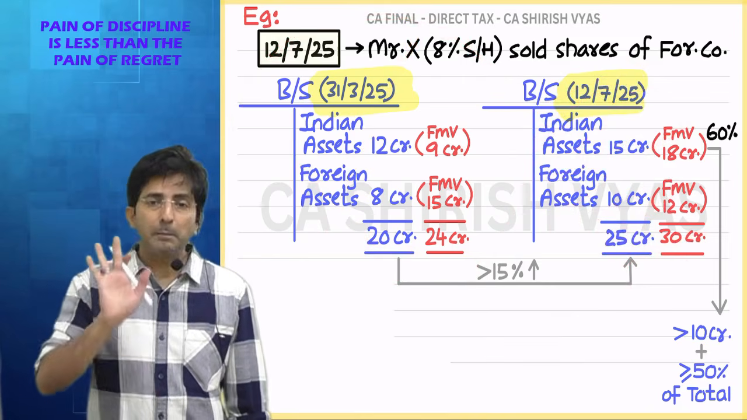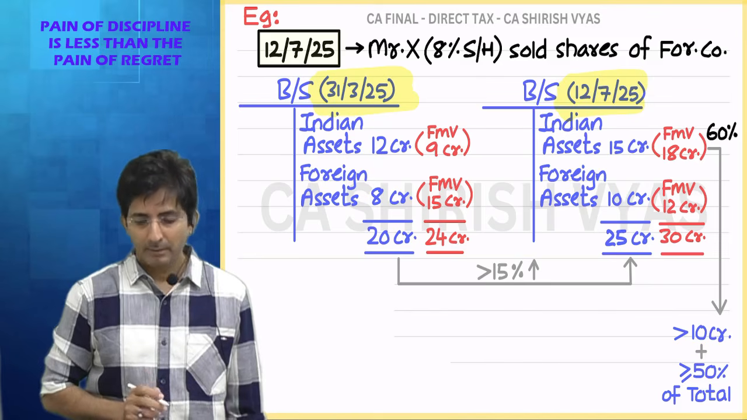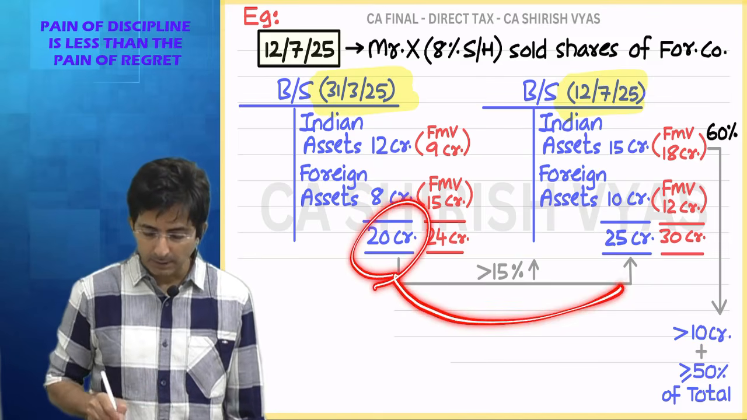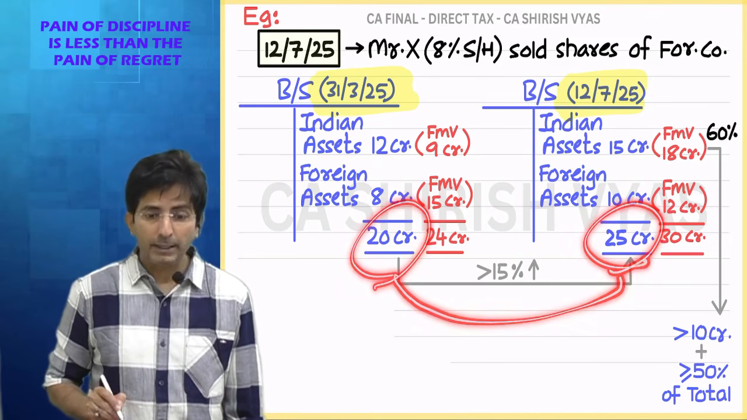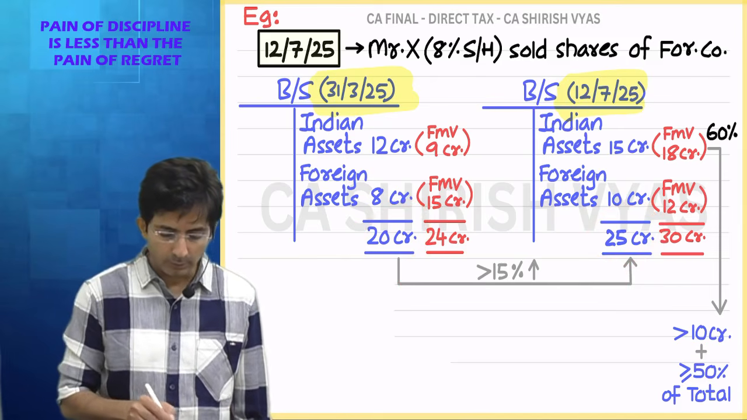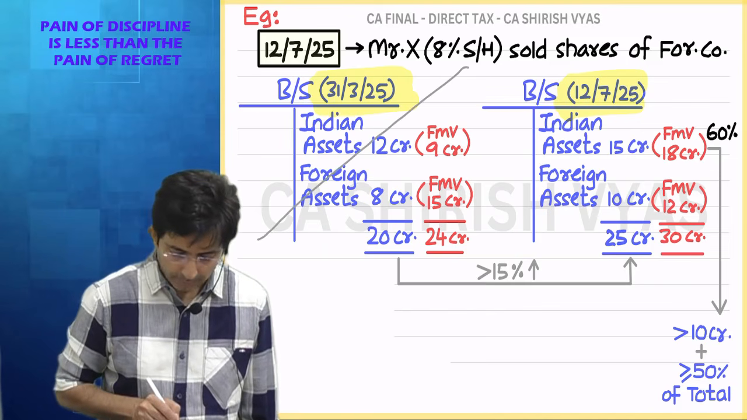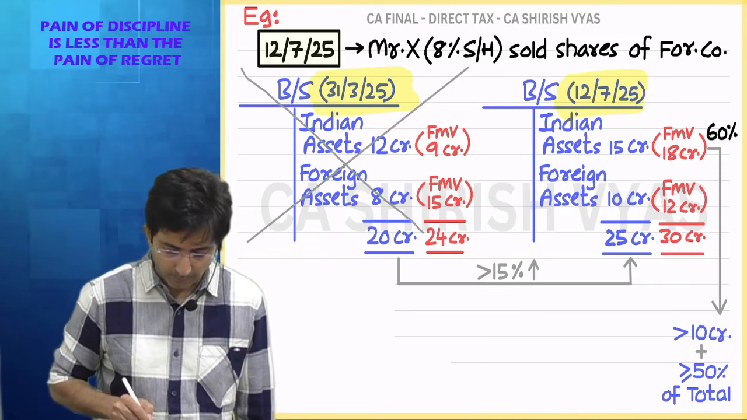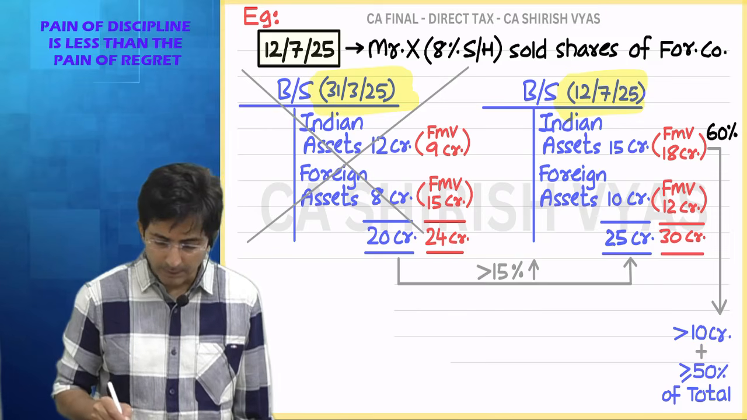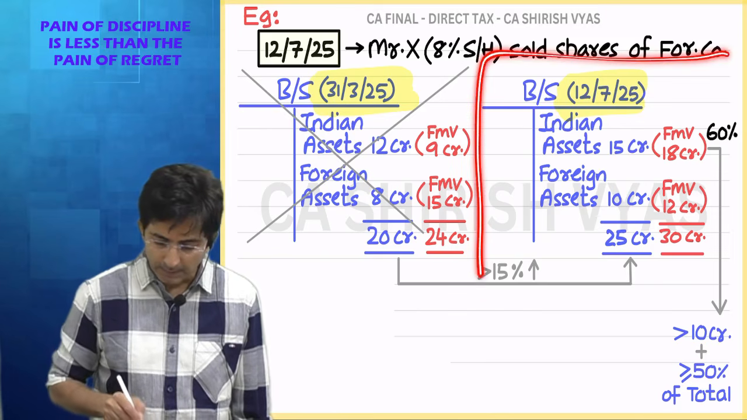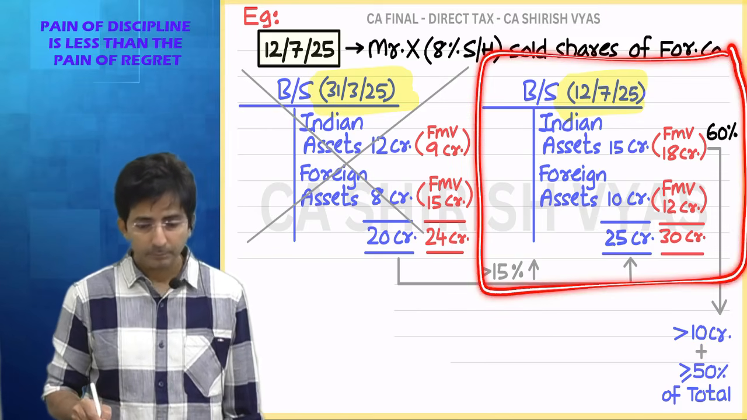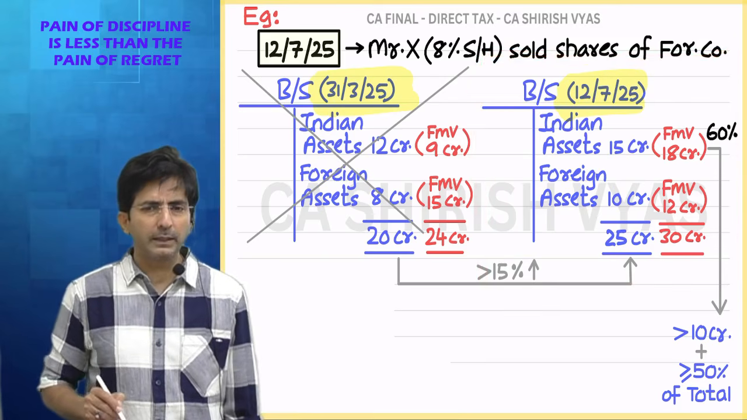So finally, in my example, what is happening? Assets have substantially changed by more than 15%. So I will ignore this. I'll do one thing, I'll strike this thing off. I will ignore this balance sheet and I will go as per which balance sheet? As per the balance sheet as on transfer date. So tell me now, what is the rule then? Finally, what to do?